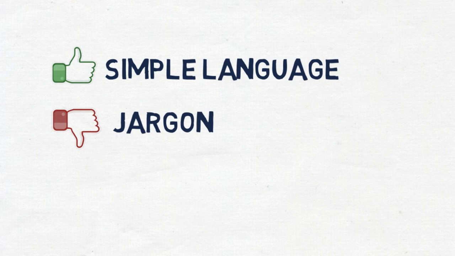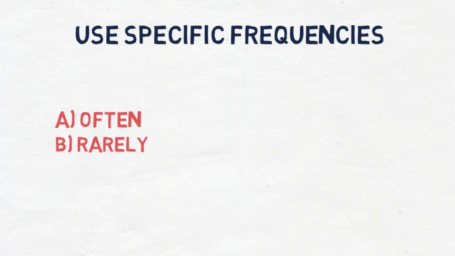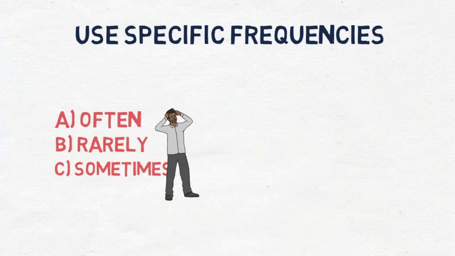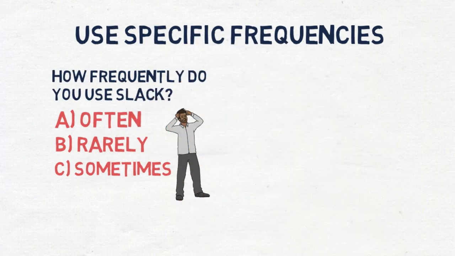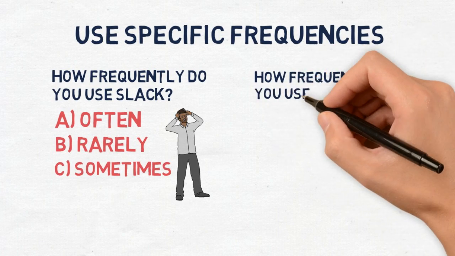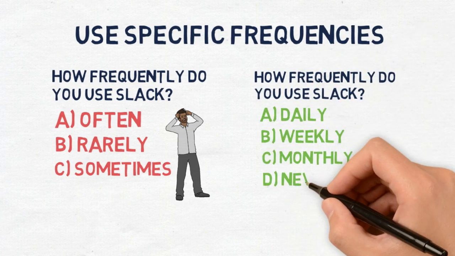Next, you should be very specific when defining frequencies. Asking questions with answer choices such as often, rarely, or sometimes is confusing. This is incredibly subjective. I may think often is once a week, but you may think often is every day. Instead of asking, how frequently do you use Slack, with answer choices often, rarely, and sometimes, try asking, how frequently do you use Slack, with answer choices daily, weekly, monthly, and never.